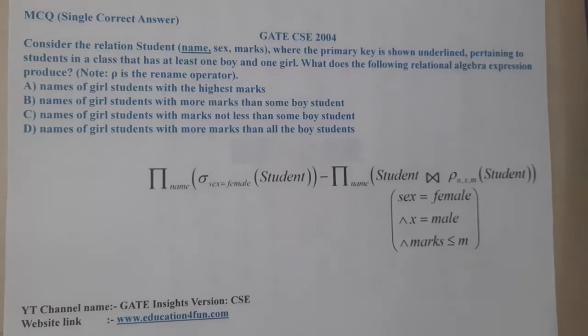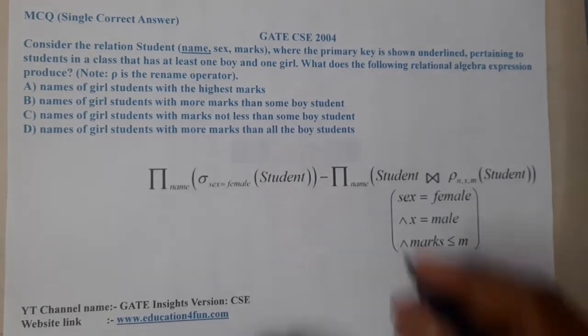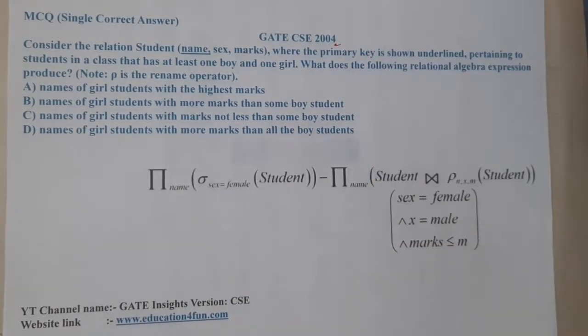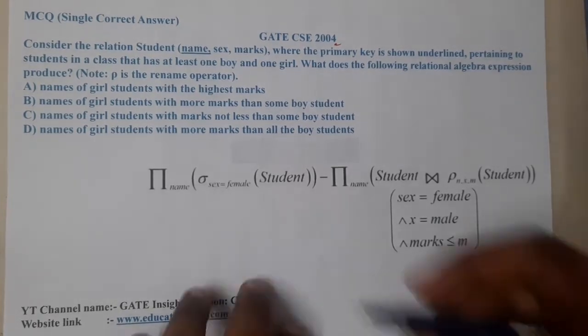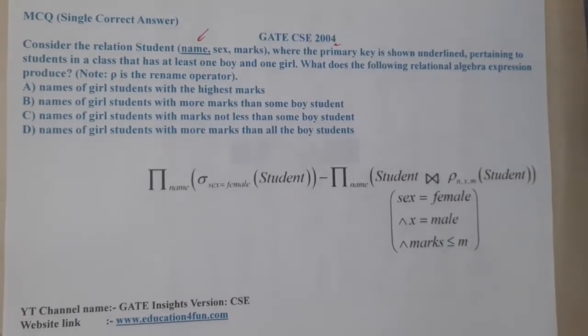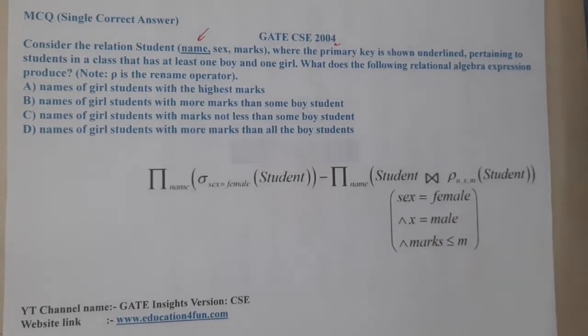Okay, so this question belongs to GATE CSE 2004. The given question is: consider the relation student with the columns name, sex, marks, where the primary key is underlined. So the name is the primary key. Partitioning the students in a class that has at least one boy and one girl. So the minimum count is one boy and one girl. Now they are asking what the following relational algebra produces.